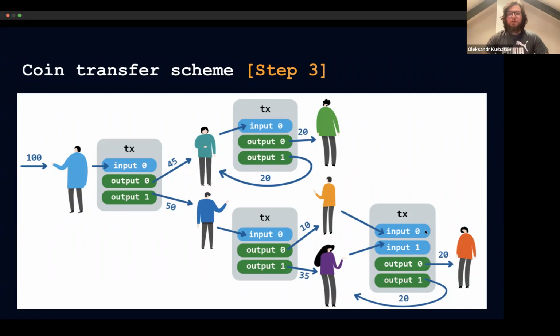Moreover, as I described before, in your wallet you have a lot of different banknotes. And when you create a transaction, you should select appropriate banknotes and put them as an input of this transaction. It can be one banknote, it can be five different banknotes. It doesn't matter. Bitcoin allows you to create a transaction with any amount of input values and any amount of output values. The only limitation is the block size.